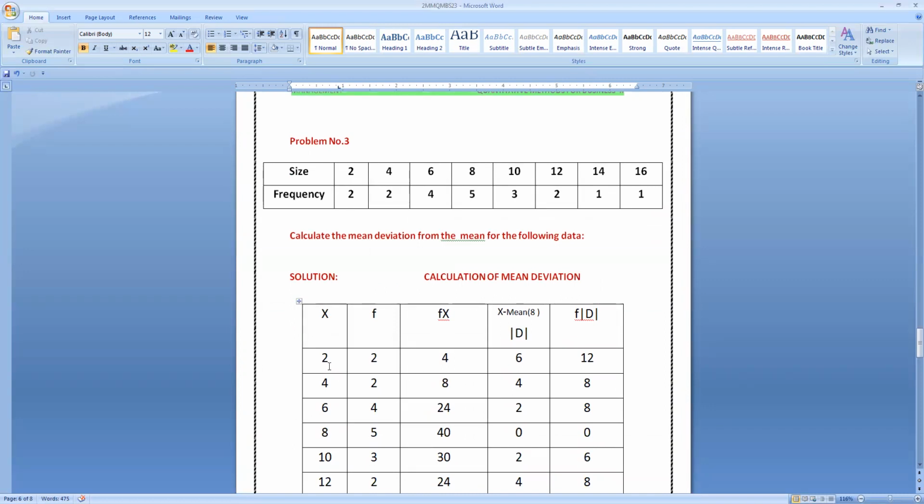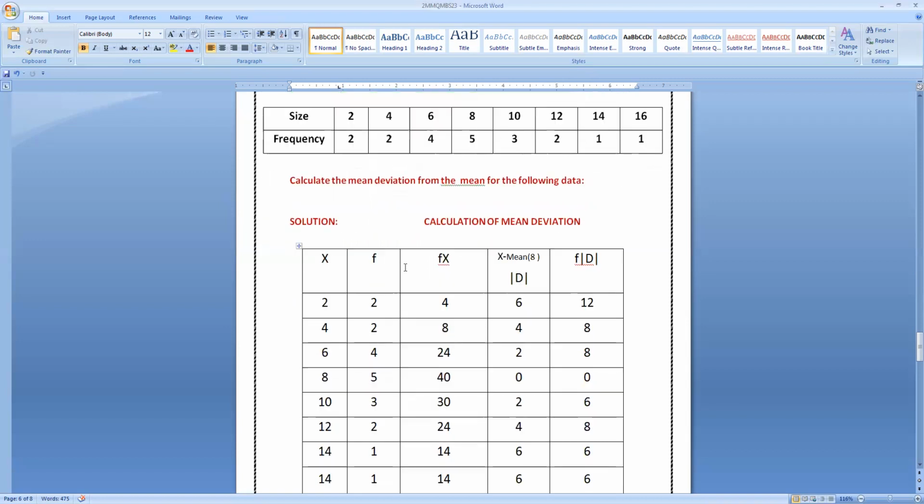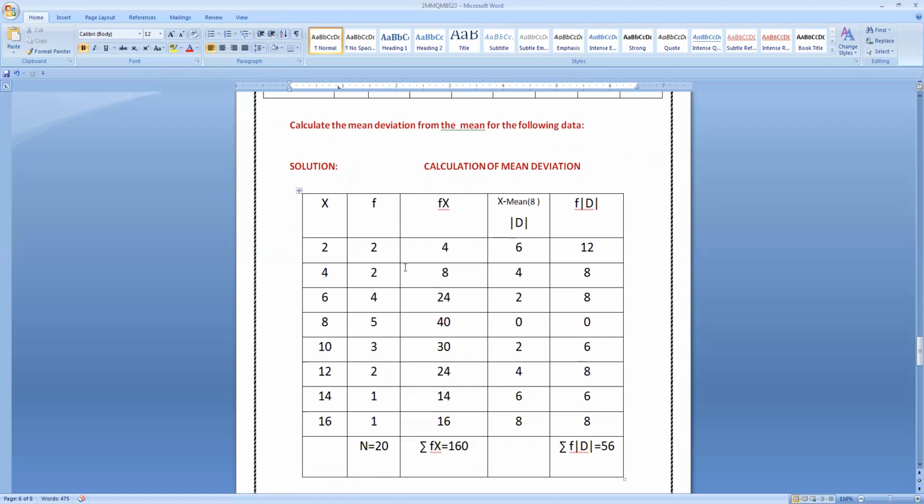Again, problem number 3 is given. The sizes are 2, 4, 6, 8, 10, 12, 14 and 16, and the frequencies are 2, 2, 4, 5, 3, 2, 1 and 1. We will have to calculate the mean deviation through mean from the following data. As we know, deviations have to be done with the help of mean only. So before calculating the deviations, we need to calculate the mean value.